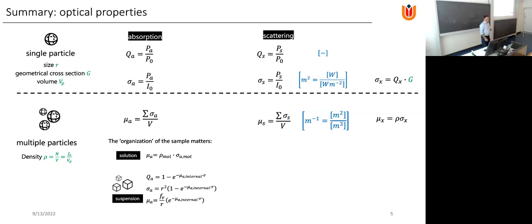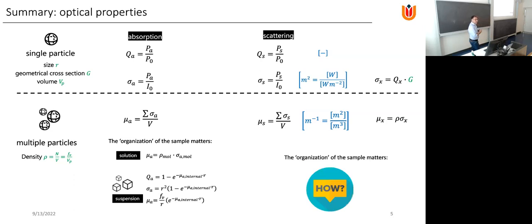And then, of course, we can ask the same question: if the organization really matters for the absorption coefficient, then probably it will matter too for the scattering coefficient. So the question that I want to address first today is how does the organization of the particles in the sample matter for the scattering coefficient? Any questions so far? This is repeating what we discussed.